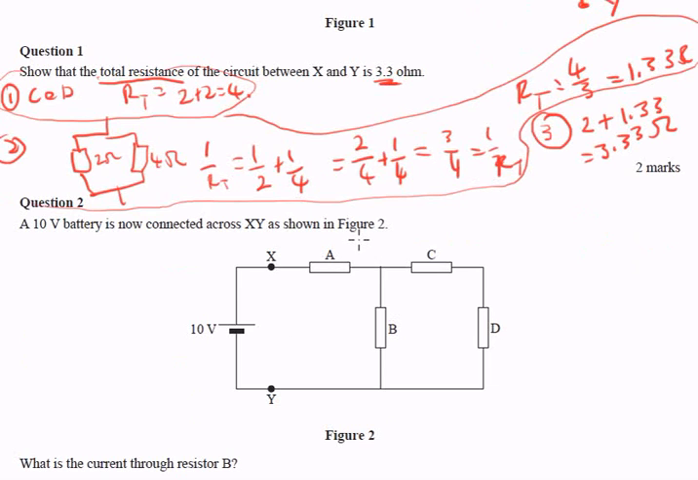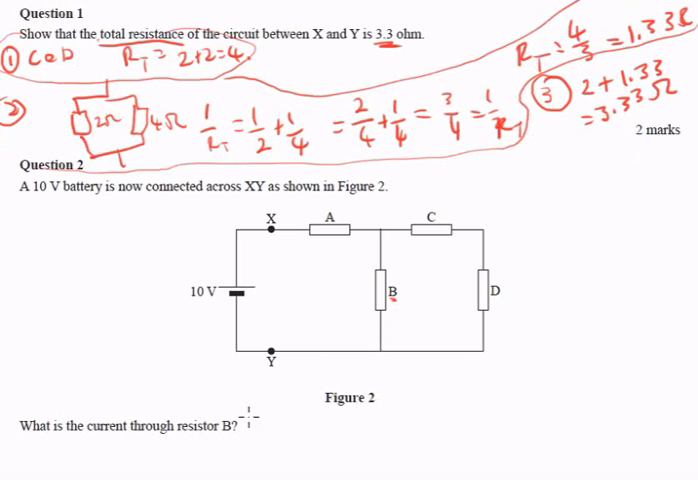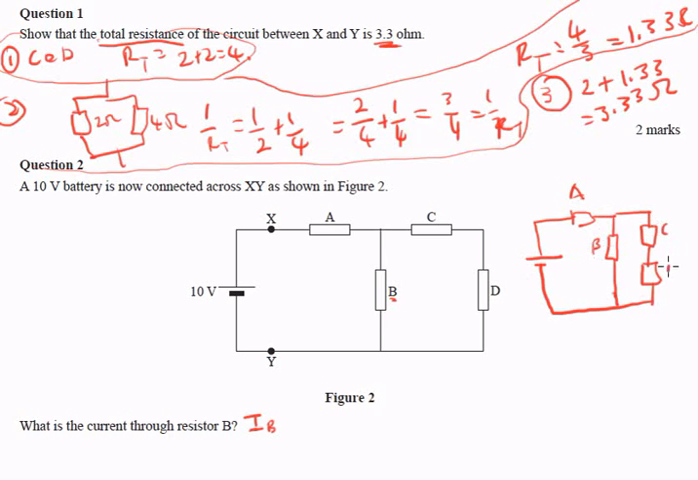Alright, they add in a 10 volt battery. What's the current through resistor B? What is the current in resistor B? I in B. What I'm going to do is redraw this over here, make it a little bit easier, similar to what I did before. We've got A, we've got B, and I'm going to put C and D around the corner so you can see that both are in that parallel. Hopefully this will make it a little bit easier. There's A, B, C and D.